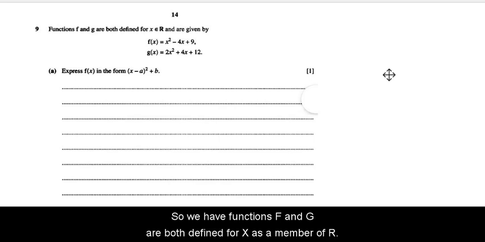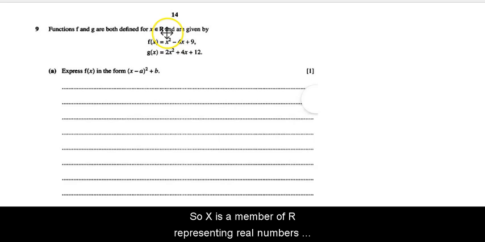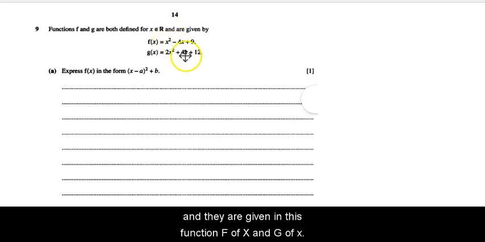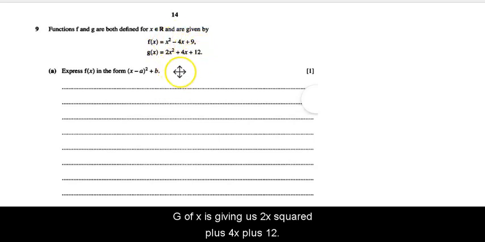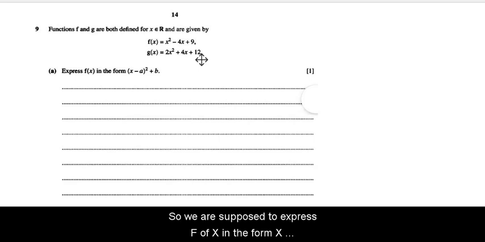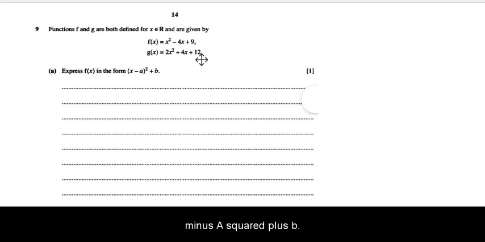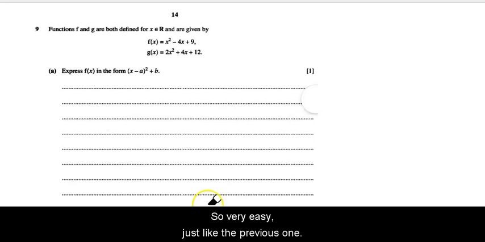So we have functions f and g are both defined for x as a member of R. So x is a member of R representing real numbers, and they are given in this function f of x and g of x. So f of x as a function is given as x squared minus 4x plus 9. G of x is given as 2x squared plus 4x plus 12. So we are supposed to express f of x in the form x minus a squared plus b, again completing the square. So very easy, just like the previous one.